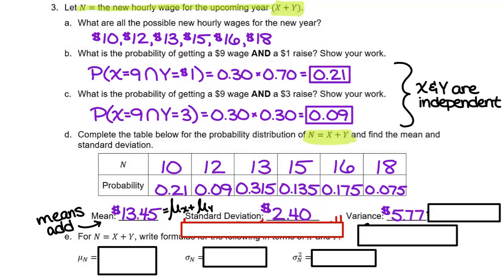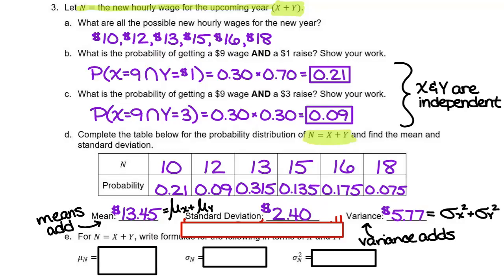Does that same trick work for standard deviation? Can I just add those two together? No. What about for the variance? I want you to go back and look at x and y, look at the variance for x and y, see if that same trick works here. It does. The variance adds. This is the variance of x, sigma squared of x, plus the variance of y, sigma squared of y.